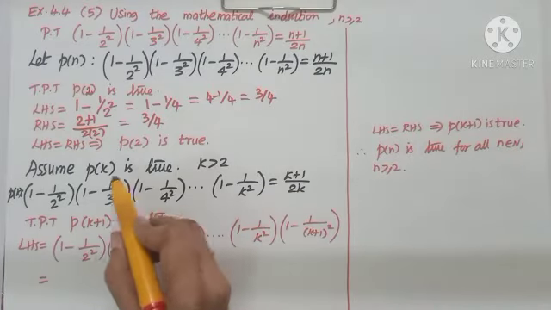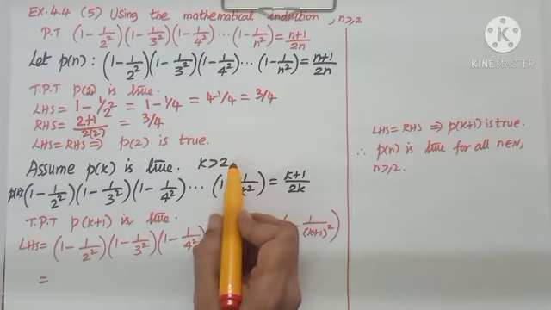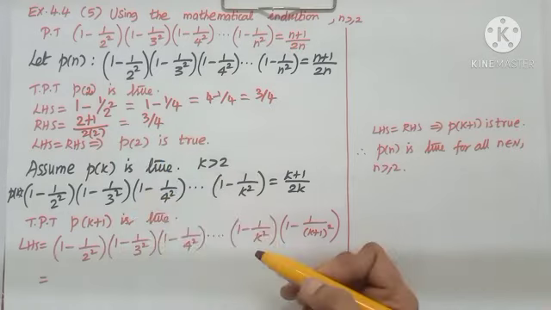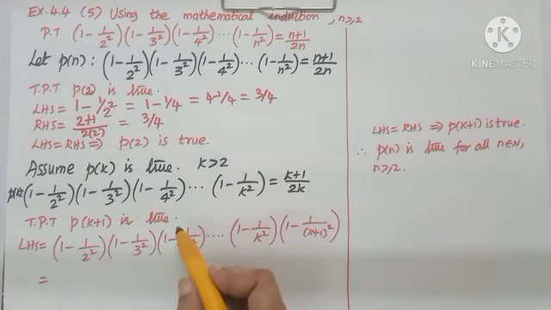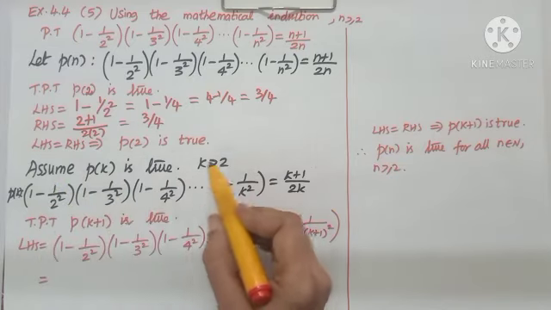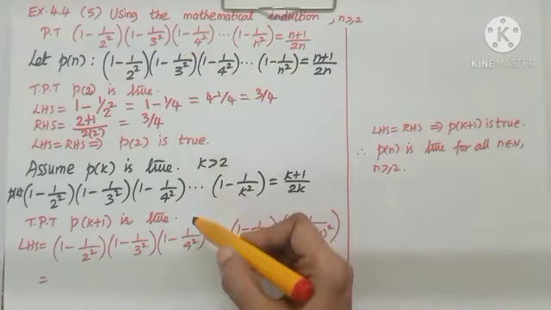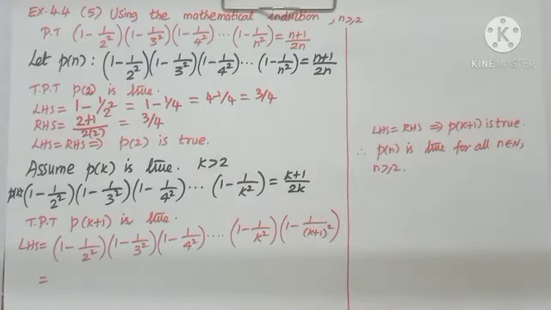Assume P of k is true. Now we will say k is greater than 2, because k equal to 2 we have proved already. So when I assume, what I don't know only I can assume. So assume P of k is true where k is greater than 2. Copy the same result, wherever n is coming, put k.